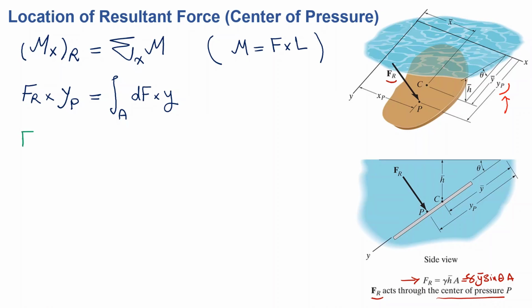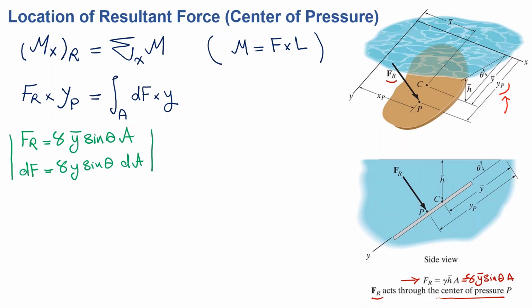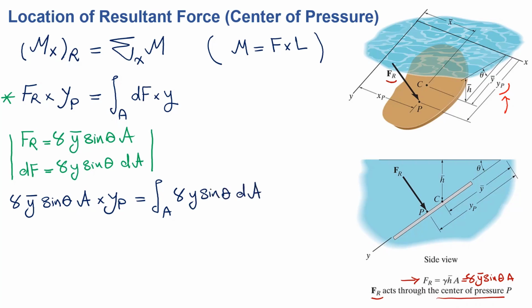I know that Fr can be replaced by gamma y bar sine of theta times area, and I showed in the previous slide that dF can be written as gamma y sine of theta times the differential area, dA, right? So I have these two in mind, and I'm going to substitute them into this star equation over here, and then it can be written as gamma y bar sine of theta times area times Yp is equal to the integration over the area of the plane. But instead of dF, I'm going to replace it with gamma y sine of theta dA times y.